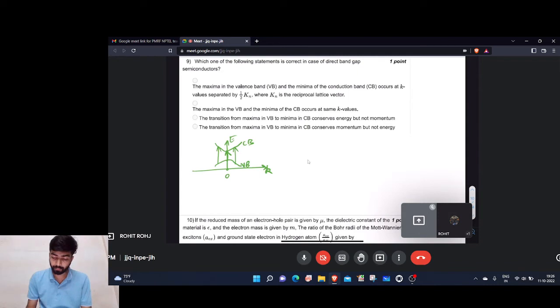So for direct bandgap semiconductors, the maxima of the valence band, or VBM, the transition will occur from valence band maxima to conduction band minima at the same K value. And the following option is B, that the maxima of the valence band and minima of the conduction band occur at the same K values.